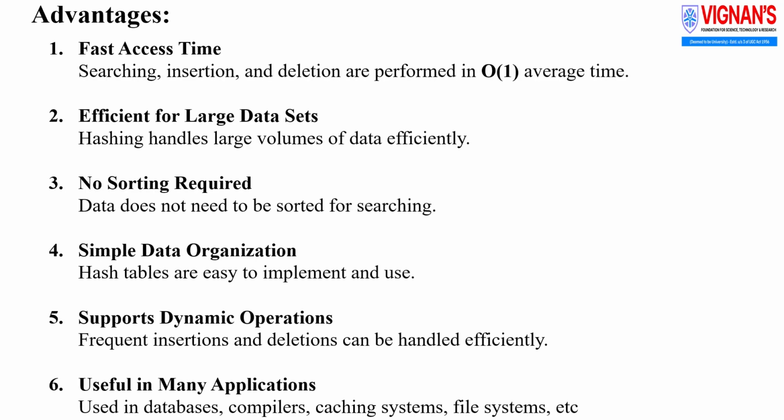Let us now discuss the advantages of hashing. First, fast access time. Searching, insertion, and deletion operations are performed in constant average time, that is, big O of 1. Second, efficient for large data sets. Hashing can handle large volumes of data efficiently. Third, no sorting is required. Data does not need to be sorted in order to perform searching operations.